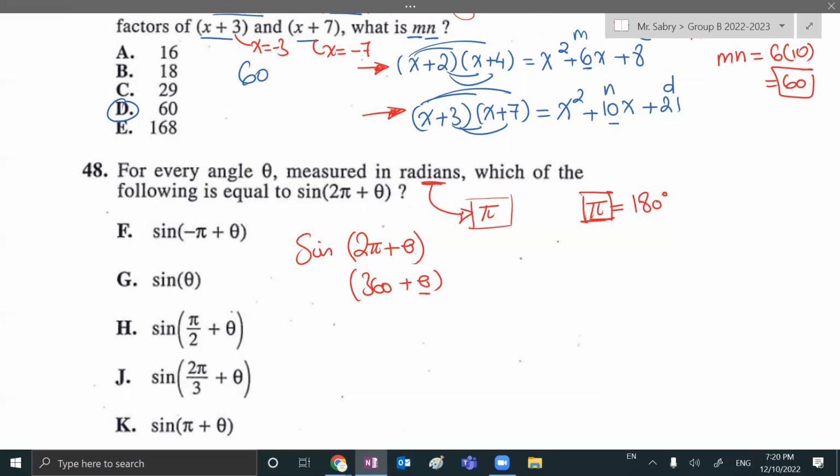So the sine of just theta will get me the exact same answer as sine of 360 plus theta, or 720 plus theta, which is 360 and 360, or even 360, 360, 360. So if you keep adding 360s to an angle, its sine and cosine and tan will not change. It will remain the same sine and cosine and tan. Does this make sense?